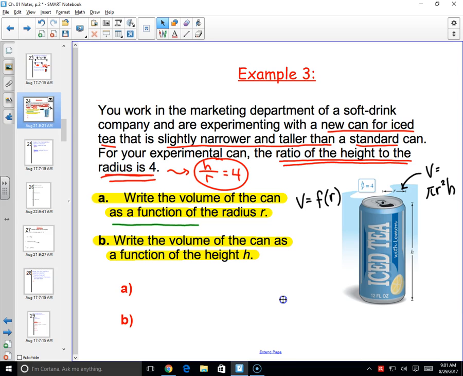Okay? Now, remember yesterday I was telling you how to shorten this whole thing. For iced tea, slightly narrower, taller than the standard. H over R is 4. This is what I call in a word problem a clue. And then I said something at the very end. Oh, we actually wrote it down. I forgot. We were ahead of period 5. I said we need to go back to geometry.